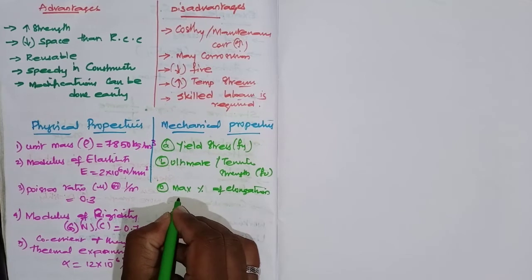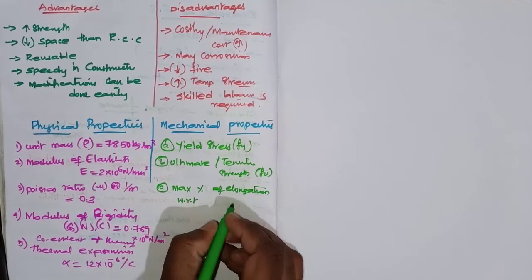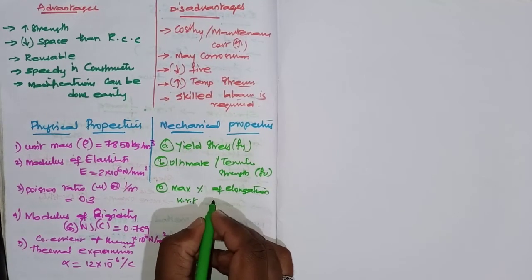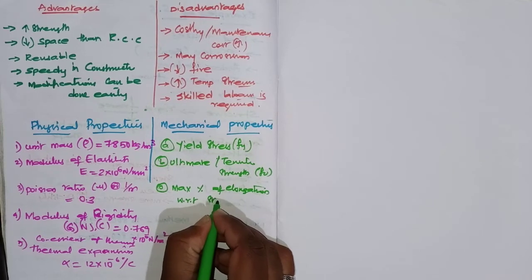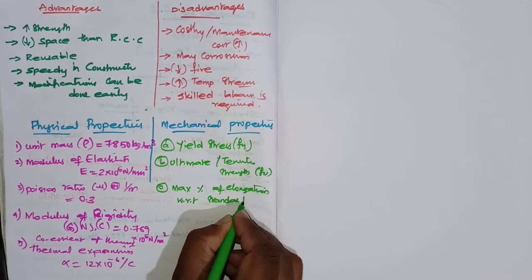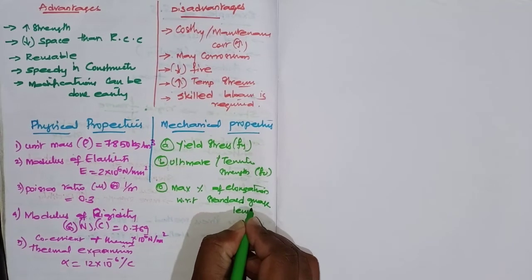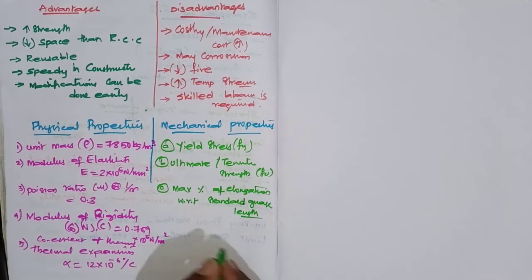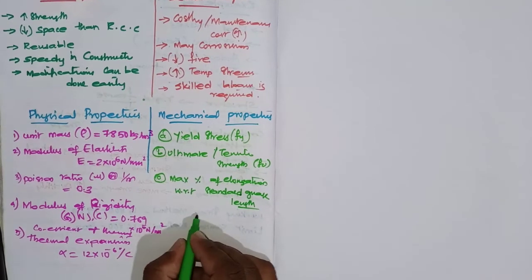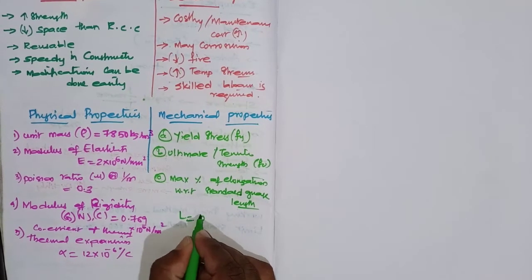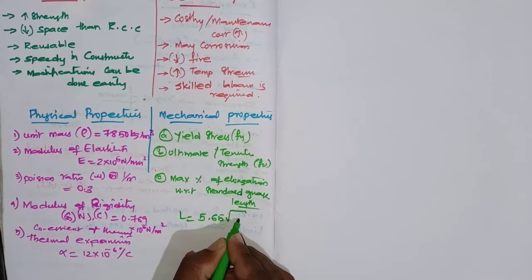So for knowing the maximum percentage of elongation of any steel, you are supposed to run a tensile test in a universal testing machine, UTM, with a standard gauge length. What is the standard gauge length formula? L equals 5.65 root of A naught.